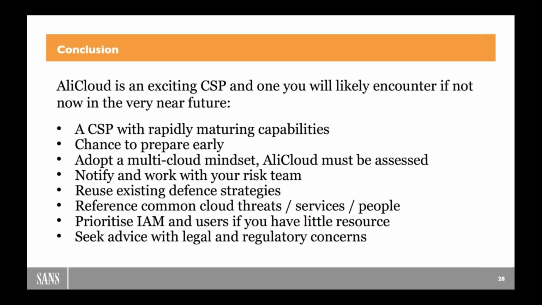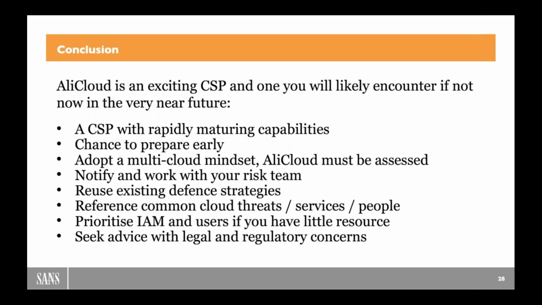Current cloud industry direction is multi-cloud, and this is where security needs to be with that multi-cloud mindset. If we focus too much on one CSP and neglect another, that is going to increase the chance of introducing some serious security risks into your business. If you have a risk team, notify them about AliCloud and its existence in your environment. They may be unaware, and without that notification, there's going to be little evidence to help drive the need for more investment to secure your AliCloud environments.